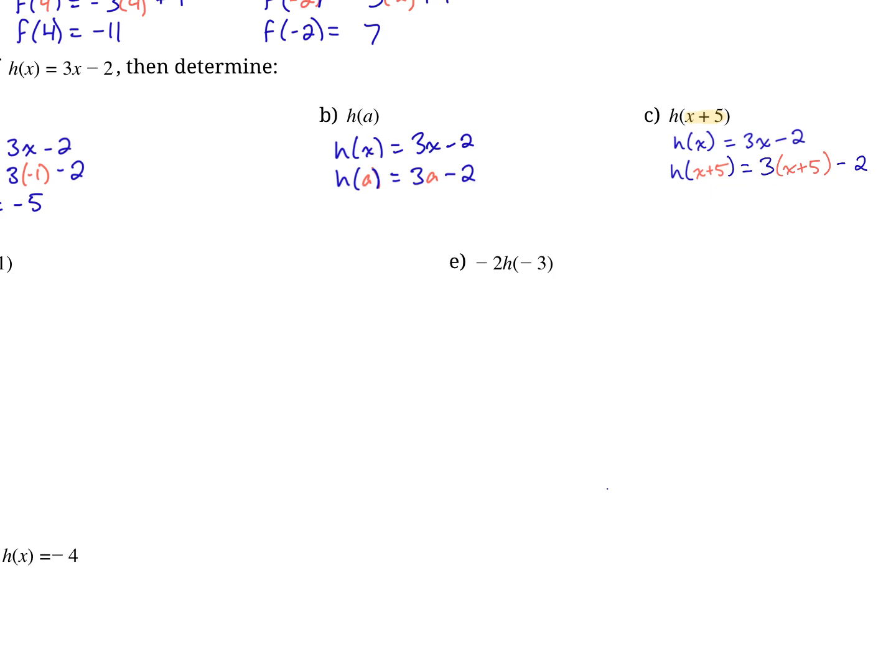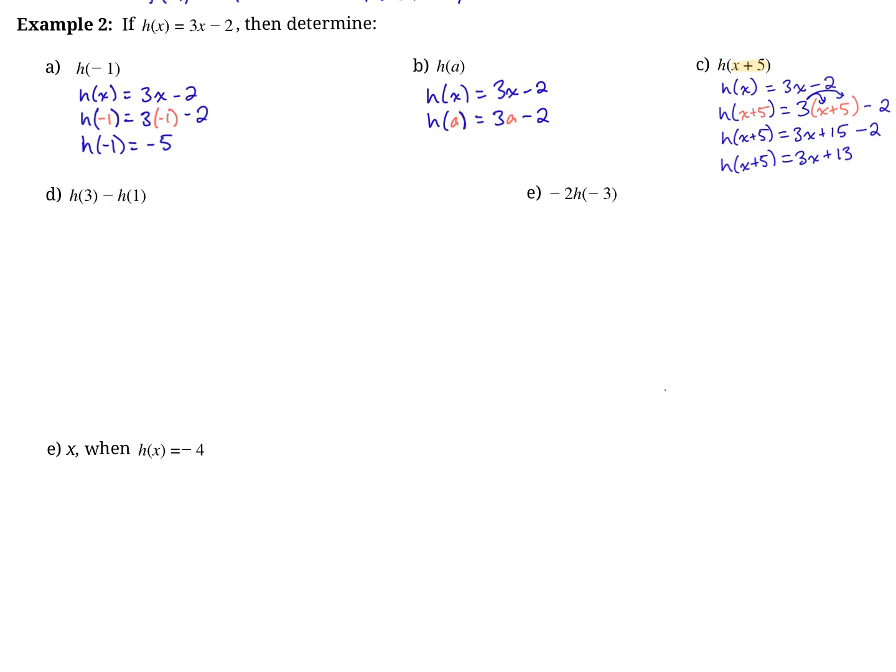Now we are going to have to distribute this. So h at x plus 5, we'll need to distribute that 3 into the brackets. So 3x plus 15 minus 2. And if we simplify that, h at x plus 5 is equal to 3x plus 13.